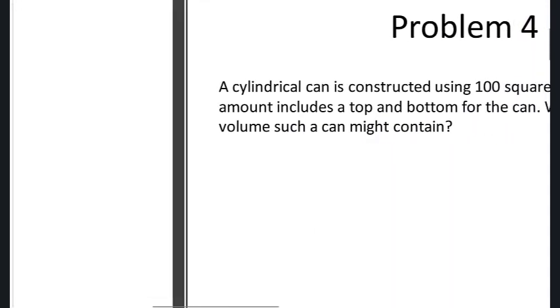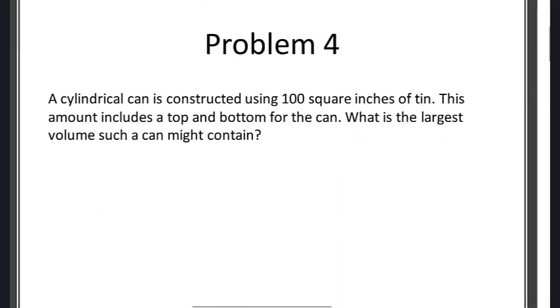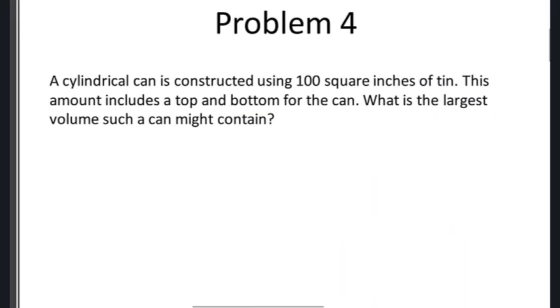I think I got a slide over here. Here we go. Here's our last little one. Actually, I'll probably get you a couple other little weird, fun ones. So we have a cylindrical can. Think beer can. It's constructed using 100 square inches of tin. All right, that's our constraint, right?